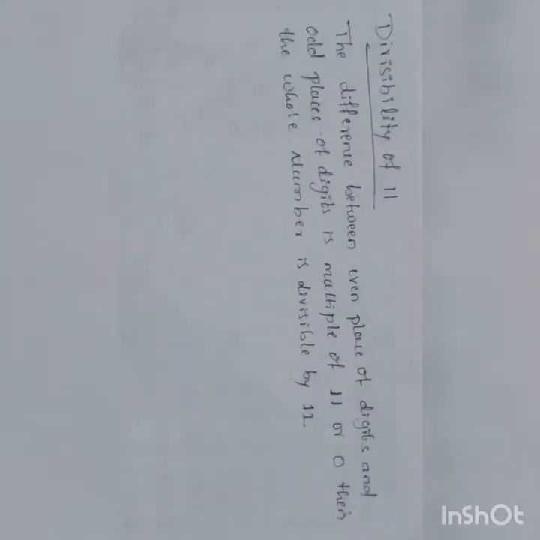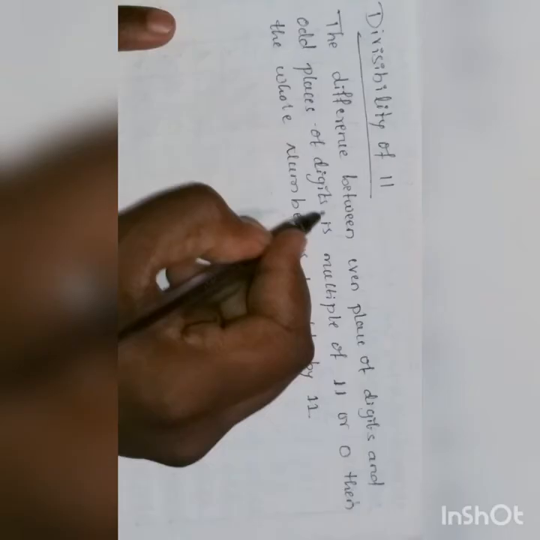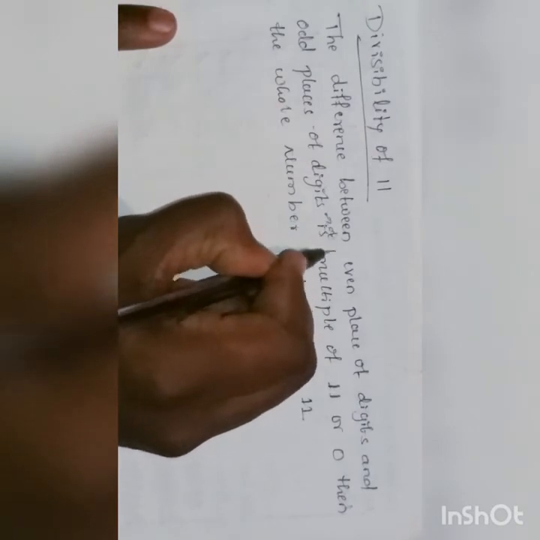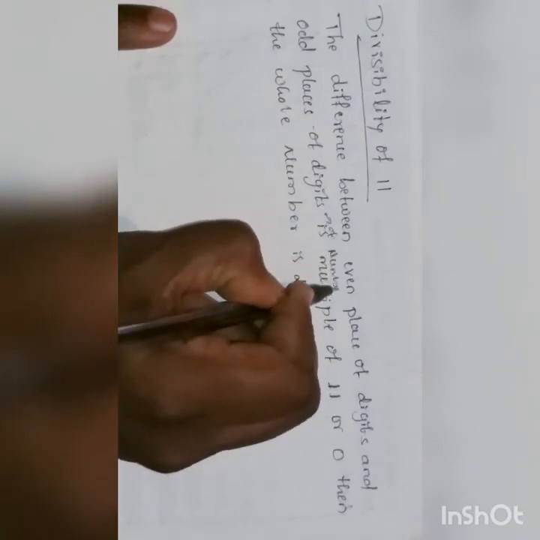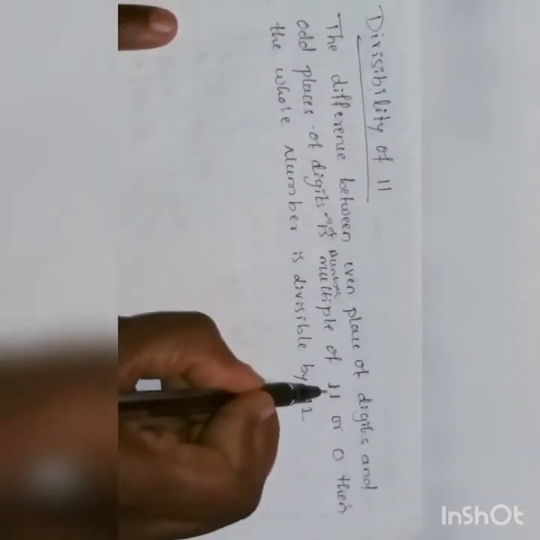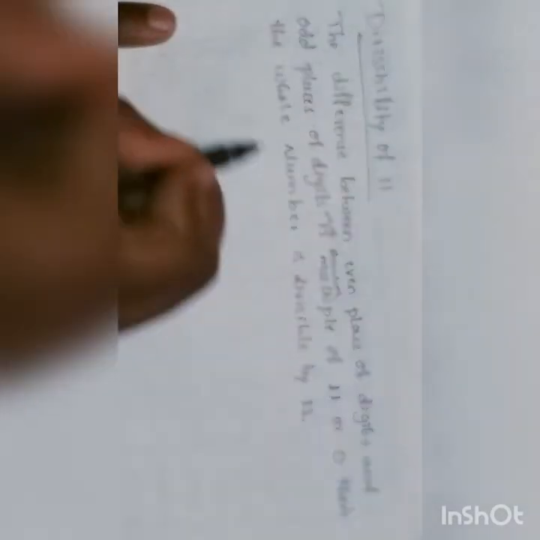What is the rule here? If the difference between the sum of the digits in even places and the sum of the digits in odd places of a number is a multiple of 11 or 0, then the whole number is divisible by 11.